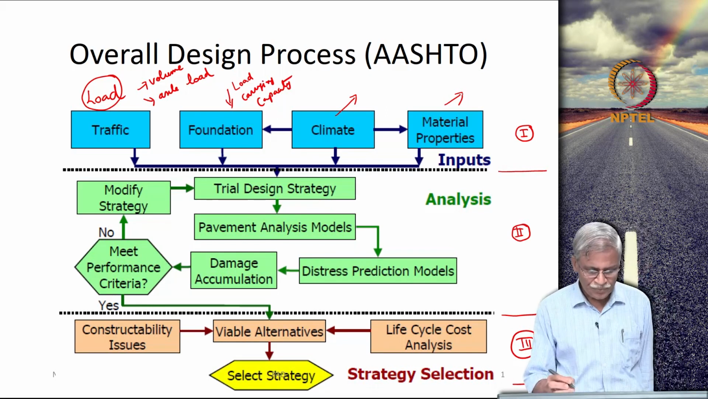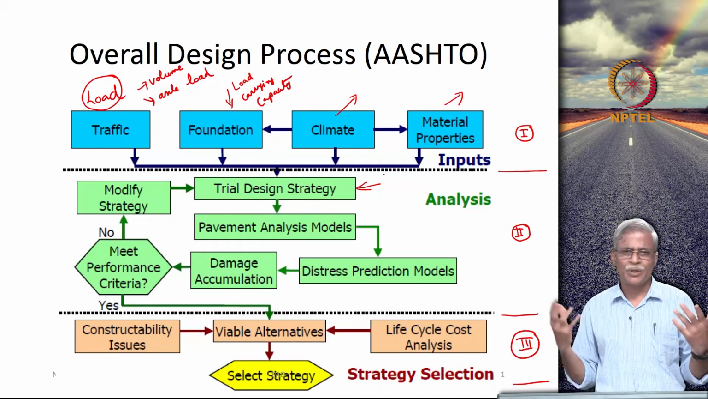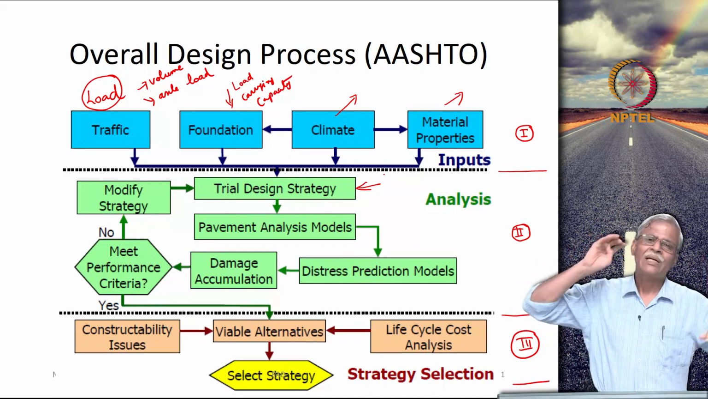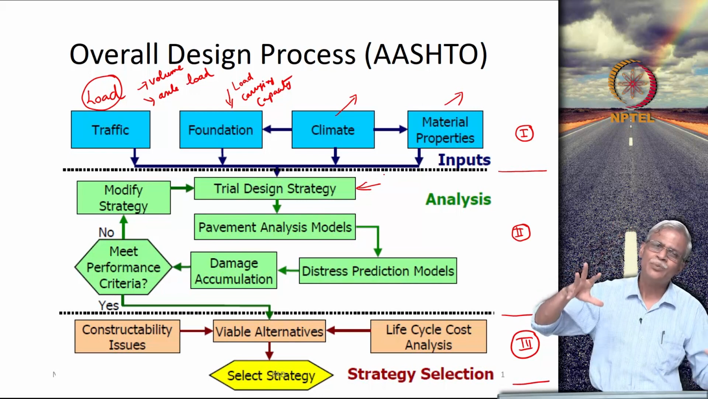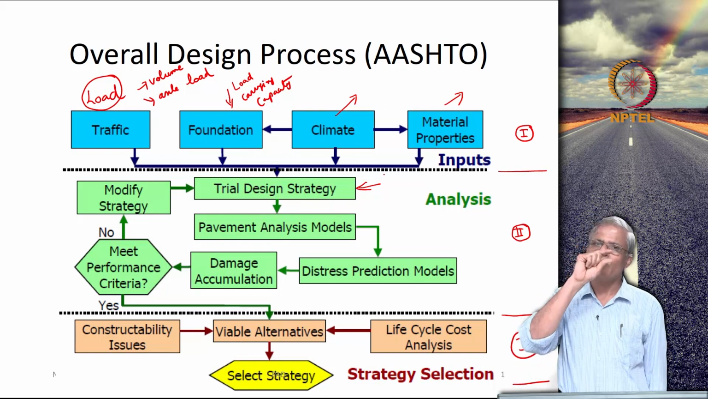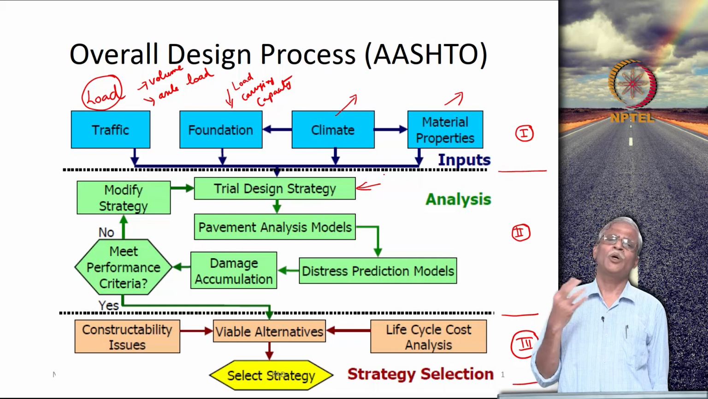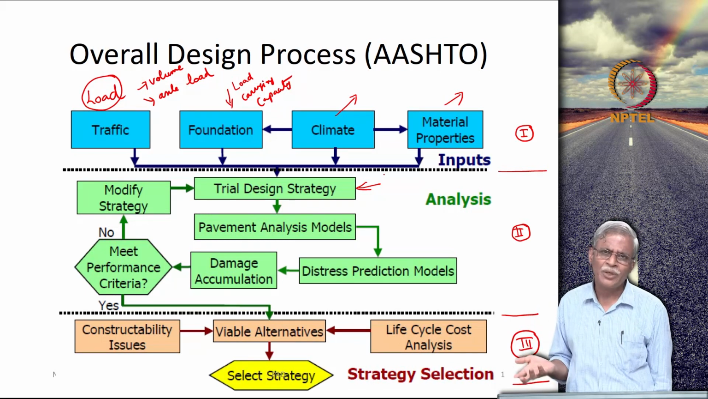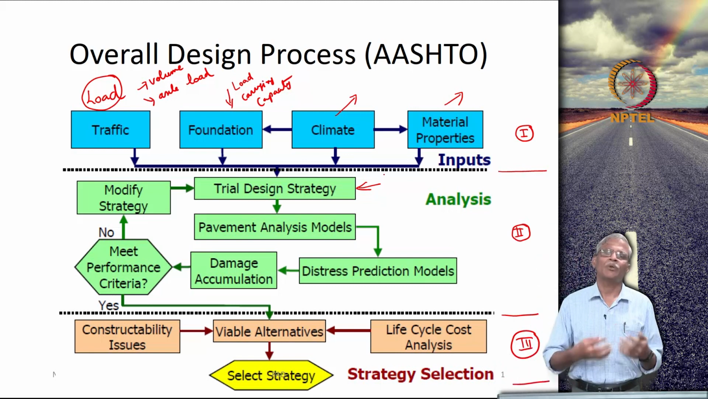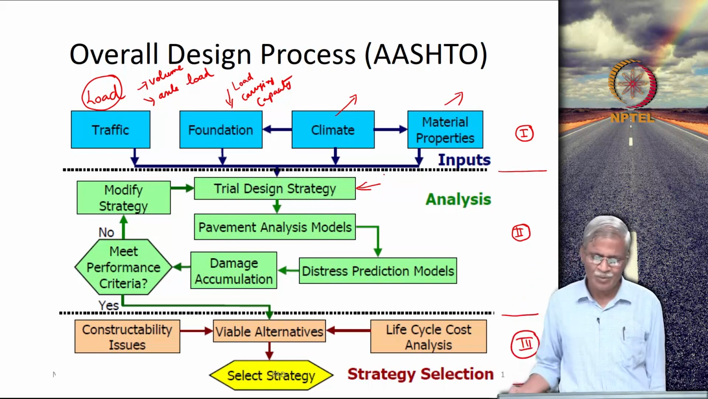Now, as I said, there is a trial design strategy that you need. What does the trial design mean? That means we already have a clear idea of what should be the thickness of each layer. So, it could be a bituminous concrete layer of 40 mm. Why 40 mm? Because your nominal maximum aggregate size may be 13.2, and typically 3 times the nominal maximum aggregate size is what you use for your layer thickness. So, 40 mm more or less comes there.